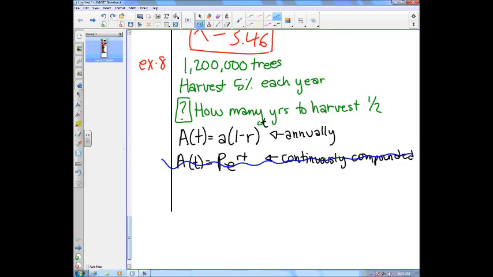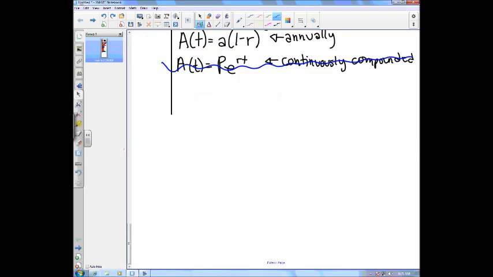So if it said they replant it every year, then we could just say 10 years? Maybe. That's not the problem. We're not changing the problem. Let's not make it more complicated than it needs to be.